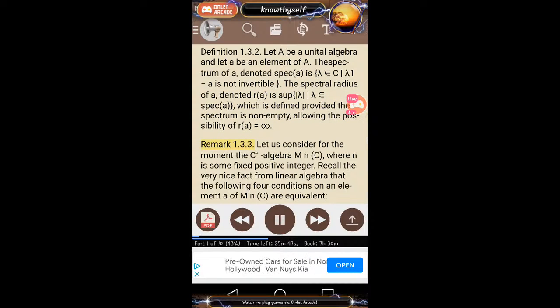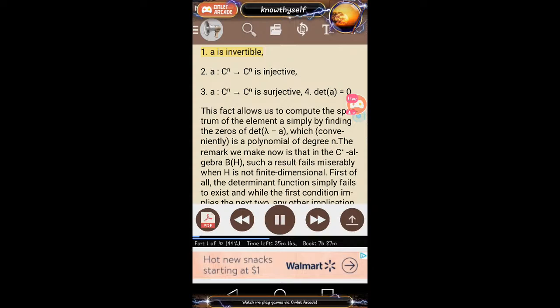Remark 1.3.3. Let us consider for the moment the C*-algebra M_n(C), where n is some fixed positive integer. Recall the very nice fact from linear algebra that the following four conditions on an element of M_n(C) are equivalent. 1. A is invertible. 2.